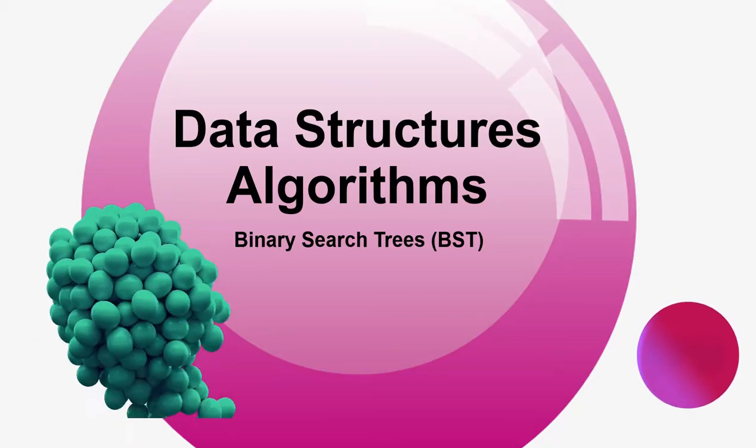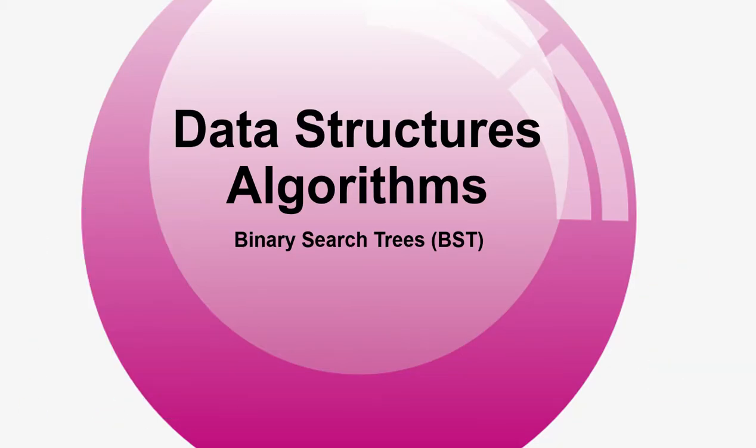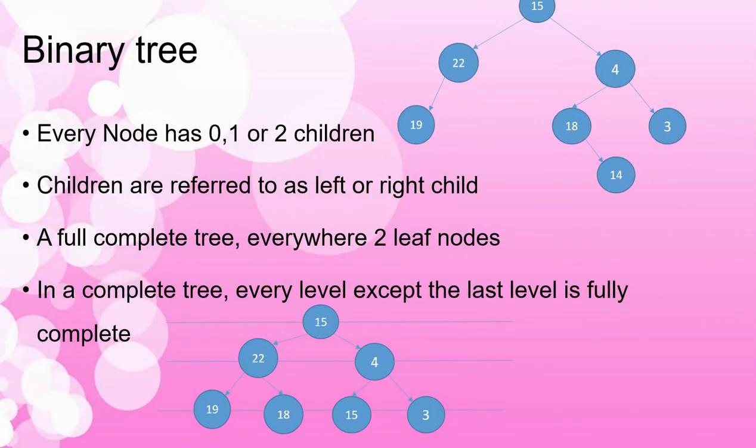Data structures, algorithms, binary search trees. So first things first, what is a binary tree? In a binary tree, every node has 0, 1 or 2 children. Children are referred to as left or right child.